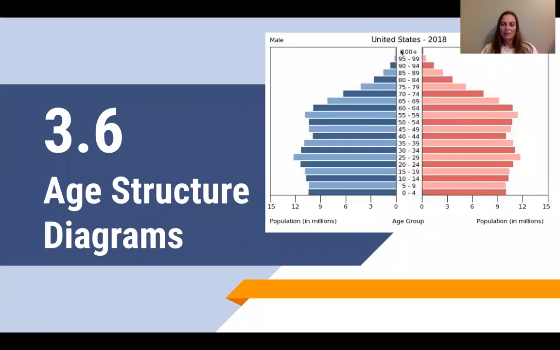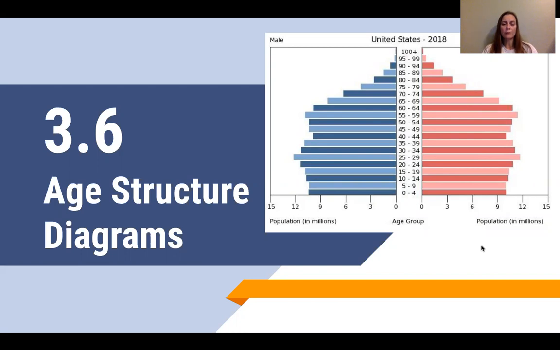Hey everyone, and welcome back to our APES flipped classroom for Unit 3, and we're beginning with our conversation about human populations. We've been talking about the way that animal populations grow and change and all the factors that impact animal populations, and now we're moving into discussions of human populations.